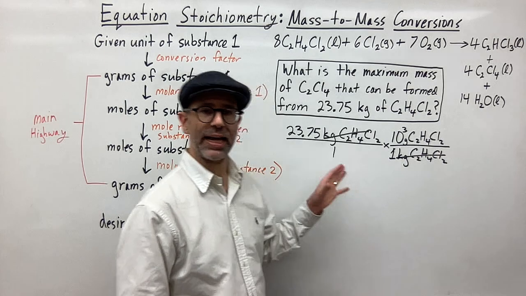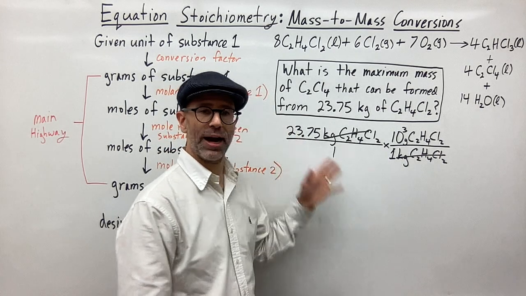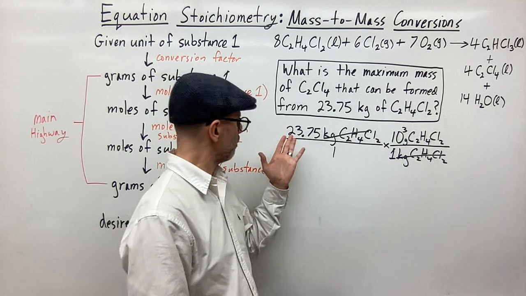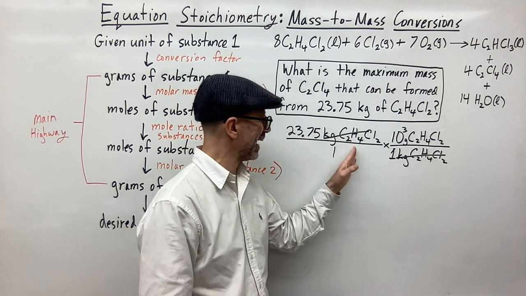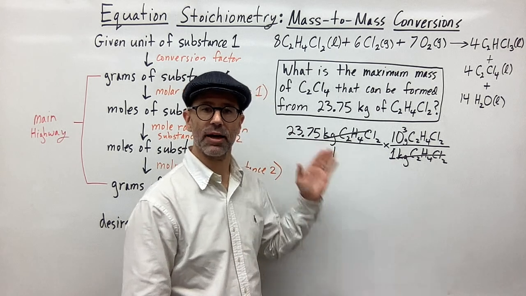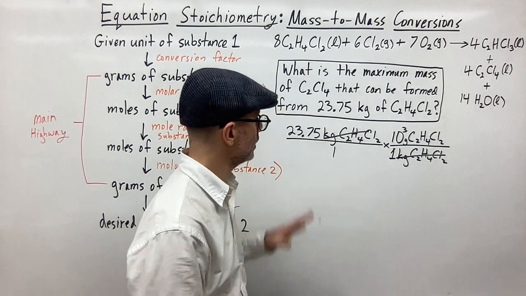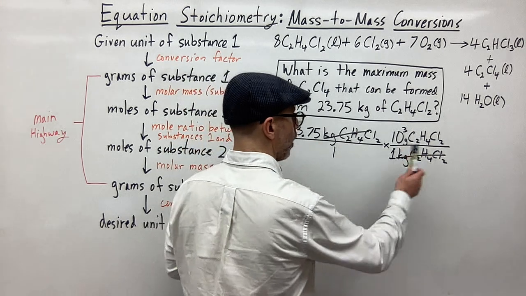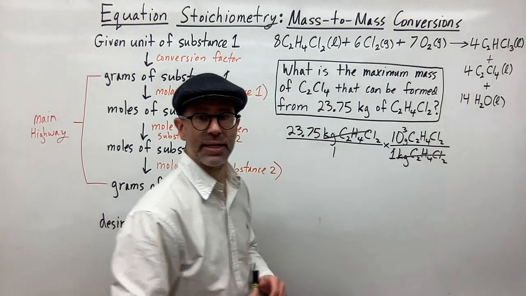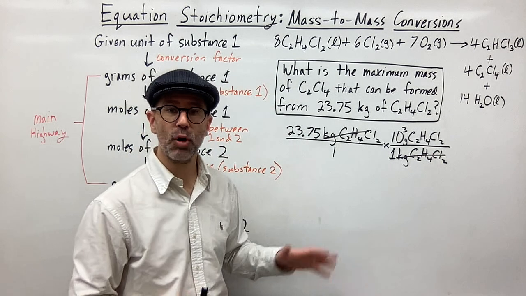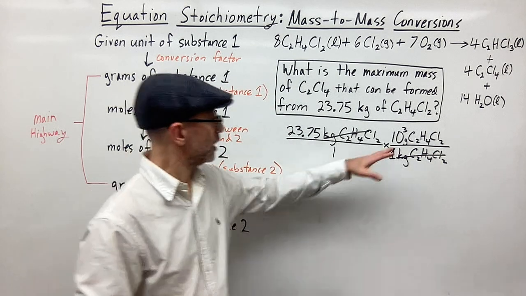Remember, I am writing three things for every conversion factor. I'm writing the number, the unit, and the substance. Always write the number, unit, substance together. That will keep you from making simple mistakes. So I've got grams on top. Now I can convert grams to moles using the molar mass of this substance.